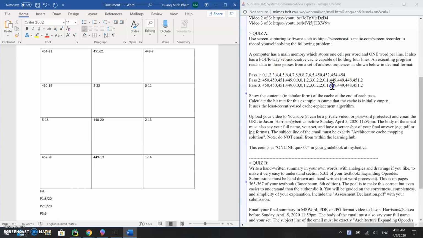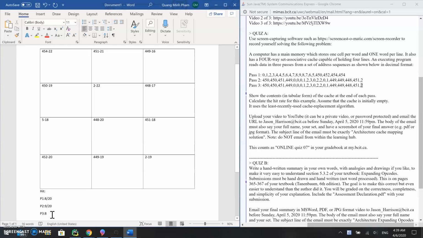6. 449. Okay, we don't have. Oh, we have 449 here, so let's make it 15. 7. Now 449, 16. 8. 448. We don't have 448, so we choose this. 8, 17. 451. We don't have 451, so we're going to put 451 here, and we got number 18 and 2. We have 2, so let's put 2 in here. 2, 19. So that will be your hit rate.